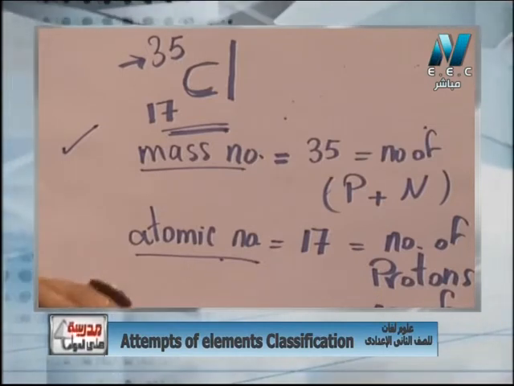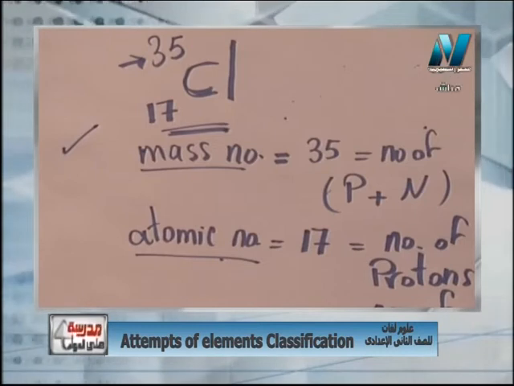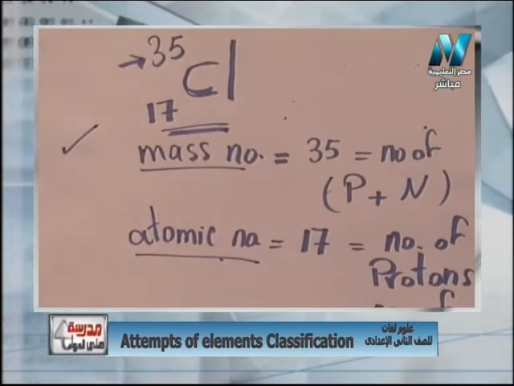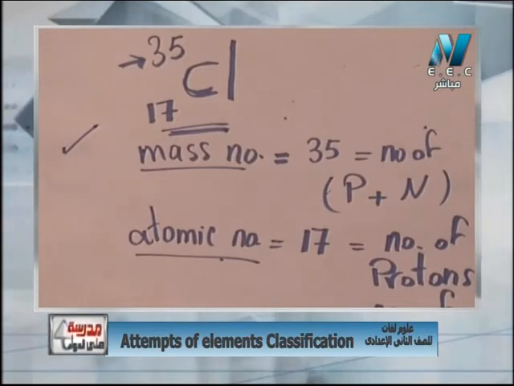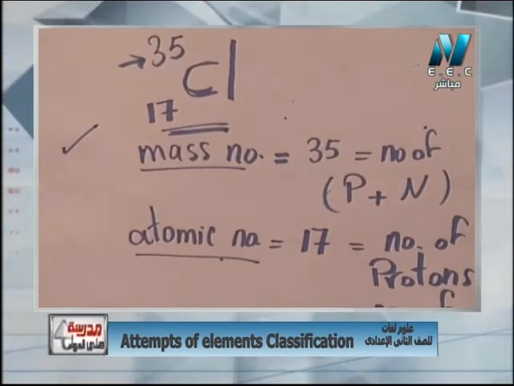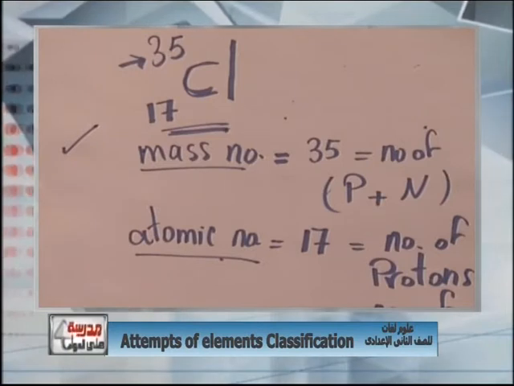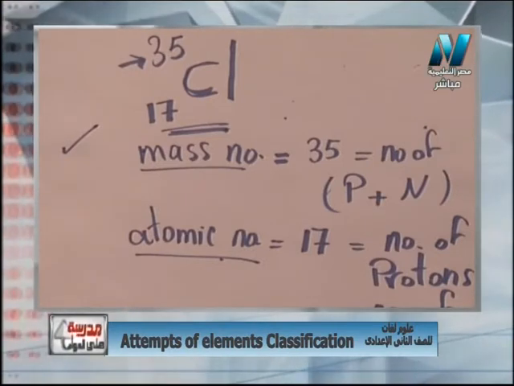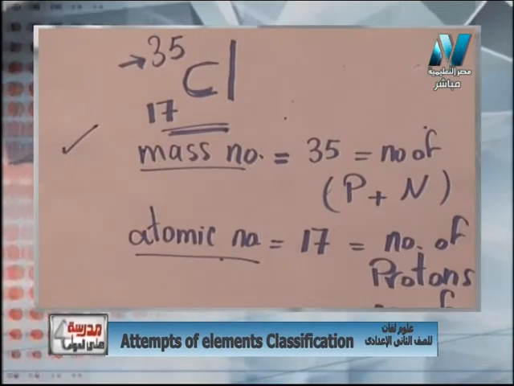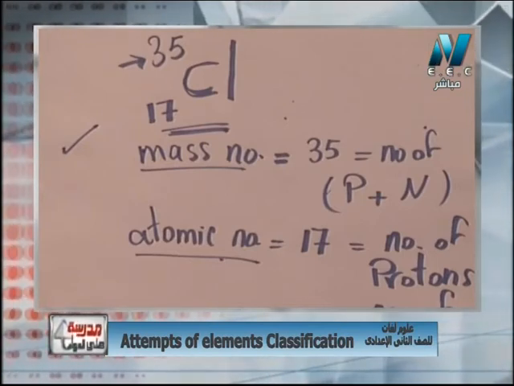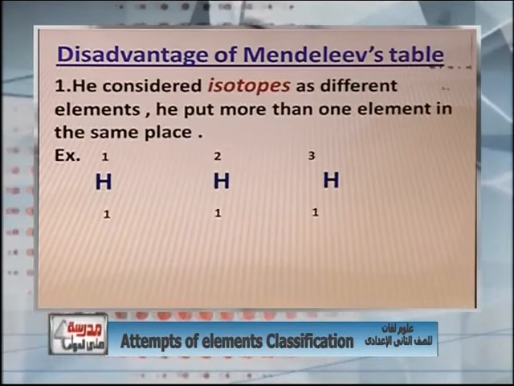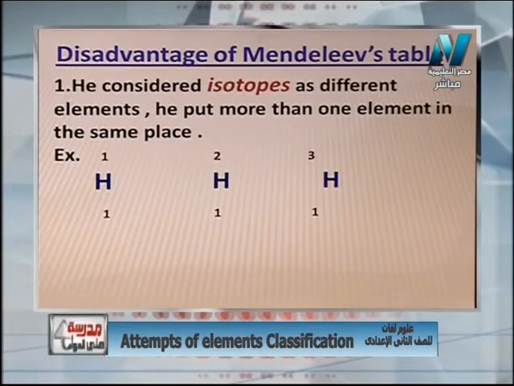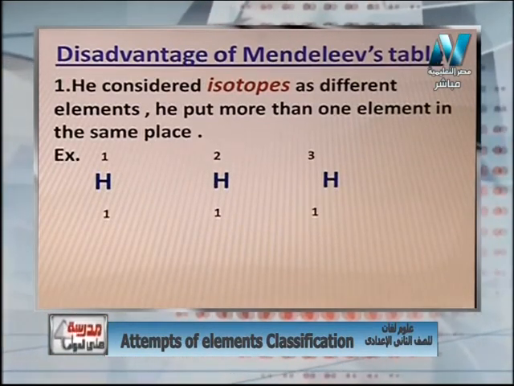The arrangement has an advantage, which is that he corrected the wrong atomic weight, and number two, he left gaps and divided the table into group A and subgroup A and subgroup B. Okay, this is about the advantage. What about the disadvantage? Disadvantage of Mendeleev's table: he considered the isotopes as different elements.